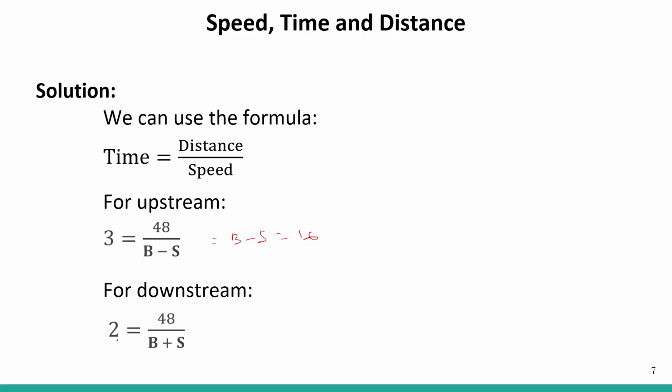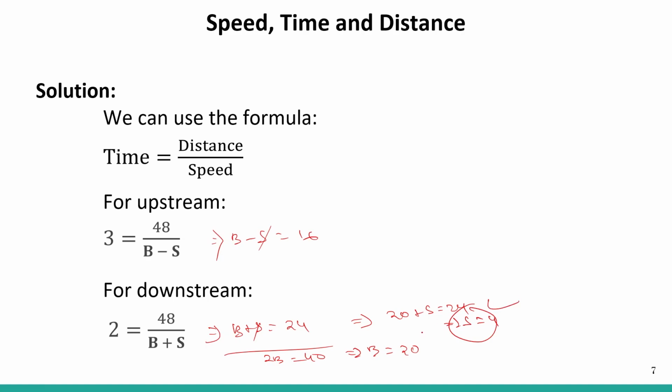And here, for downstream, what will happen? 2 is equal to 48 by B plus S. So this implies that B plus S is equal to 48 by 2 is equal to 24. So solving these two simultaneously, what we are left with is 40 is equal to 2B. So this implies that B is equal to 20. And from this, we can imply that 20 plus S is equal to 24. So this implies S is equal to 4. Okay, so speed of the stream will be 4 km per hour and boat will be 20 km per hour.